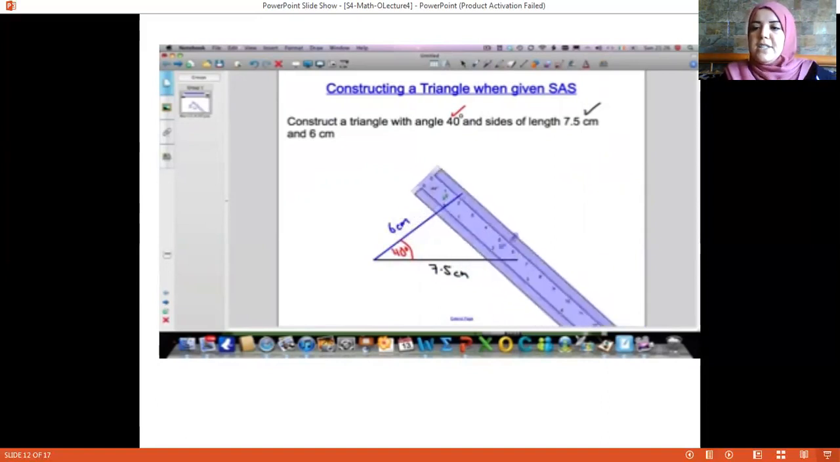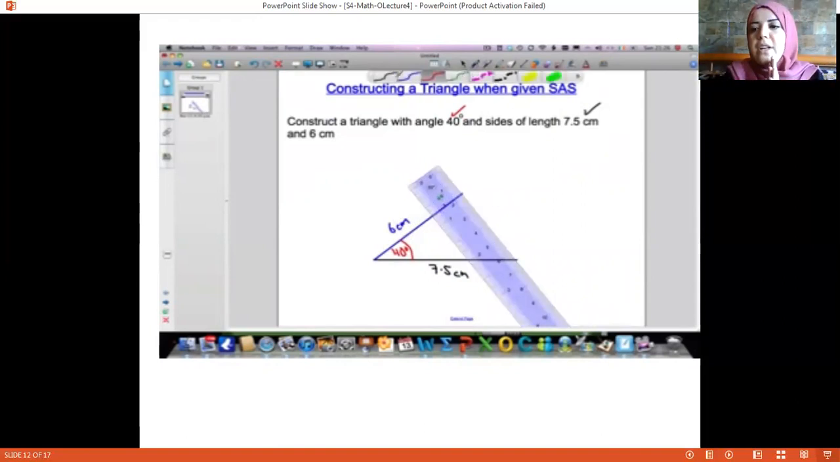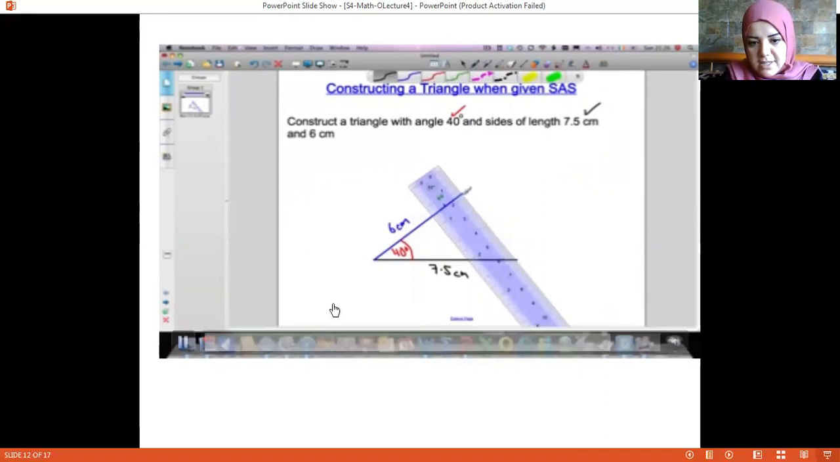So it's very easy. You draw the first line, you draw the angle, you draw the measure of the second line, and then you join the third line. That's it. And this is the triangle.